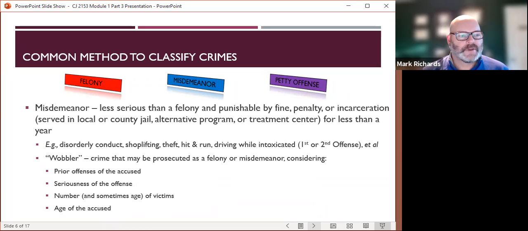There are crimes that are considered what's known as wobblers. These are crimes that may be prosecuted as a felony or misdemeanor, and consideration is given to prior offenses of the accused, seriousness of the offense, the number and sometimes age of the victims, and the age of the accused.